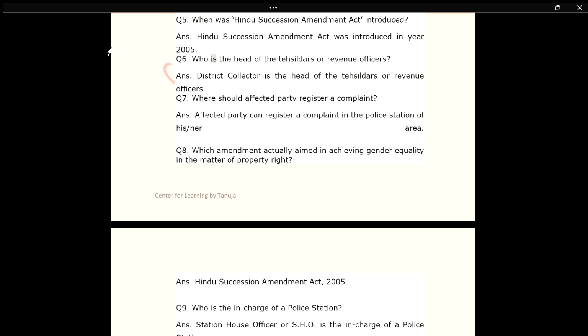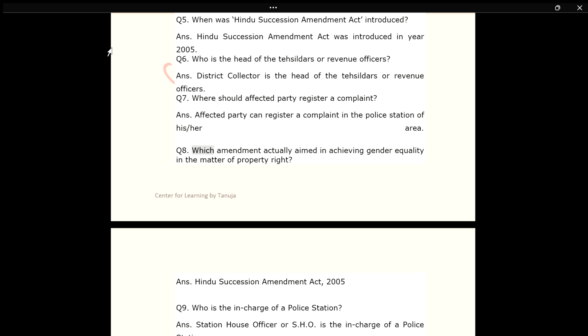Q6. Who is the head of the Tahsildars or revenue officers? Ans. District Collector is the head of the Tahsildars or revenue officers. Q7. Where should the affected party register a complaint? Ans. The affected party can register a complaint in the police station of his/her area.